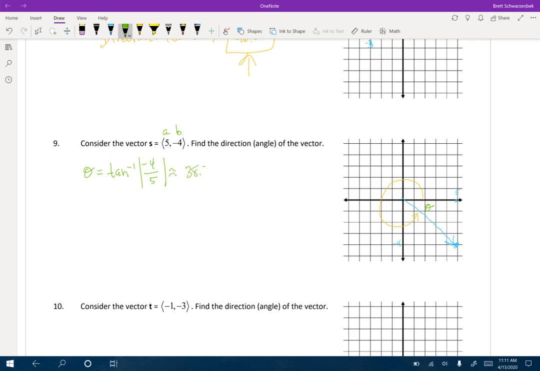So this angle here, 38.7 degrees. So how do we find the direction? I'll put it in direction. Well, again, we could go back to the notes, and we could go, oh, I'm memorizing formulas.